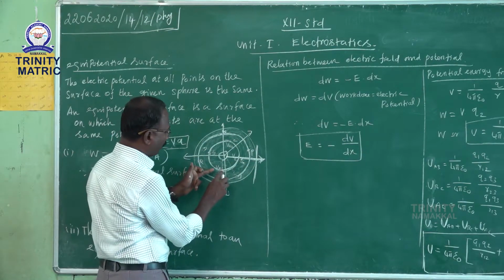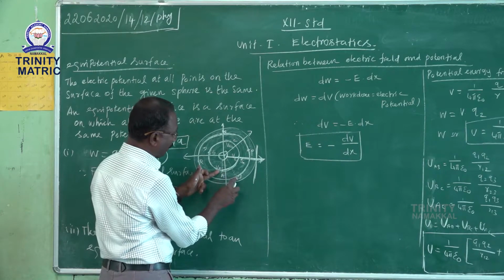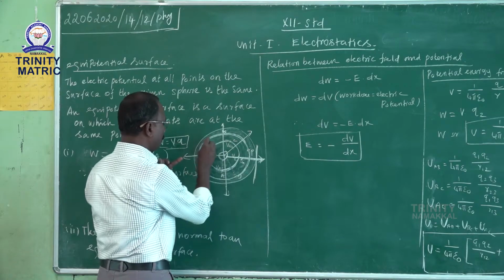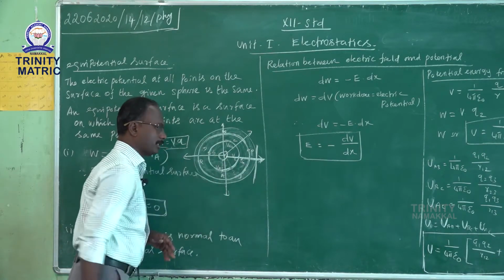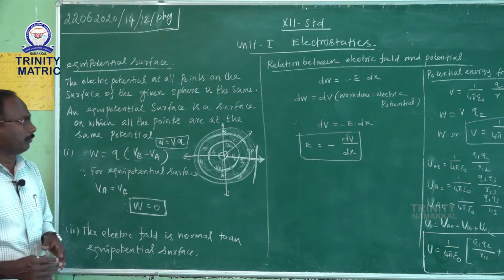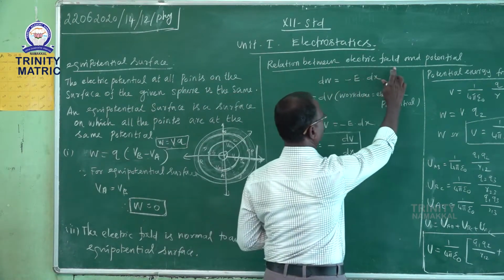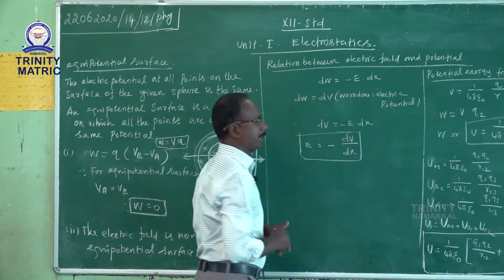So point A or point S have a difference of electric potential, but in this region the potential is the same, that is an equipotential surface. Now we move on to the next topic, the relation between electric field and electric potential.